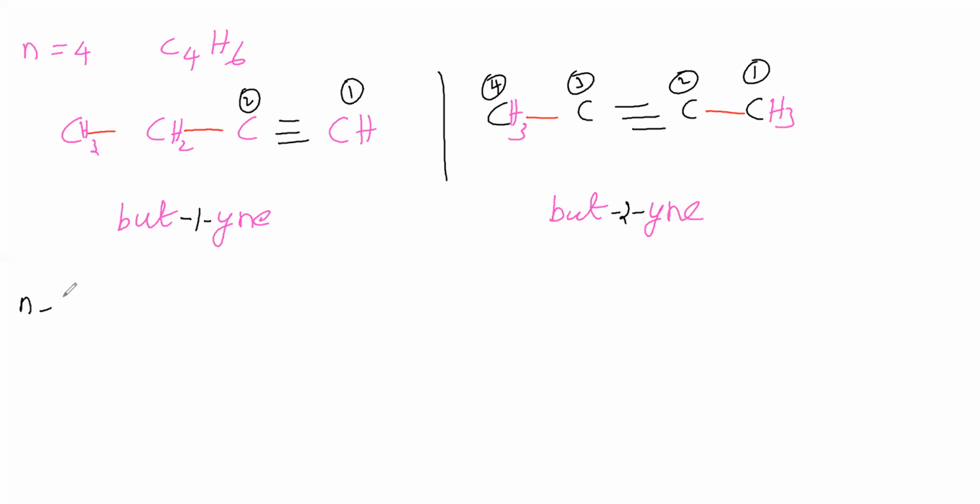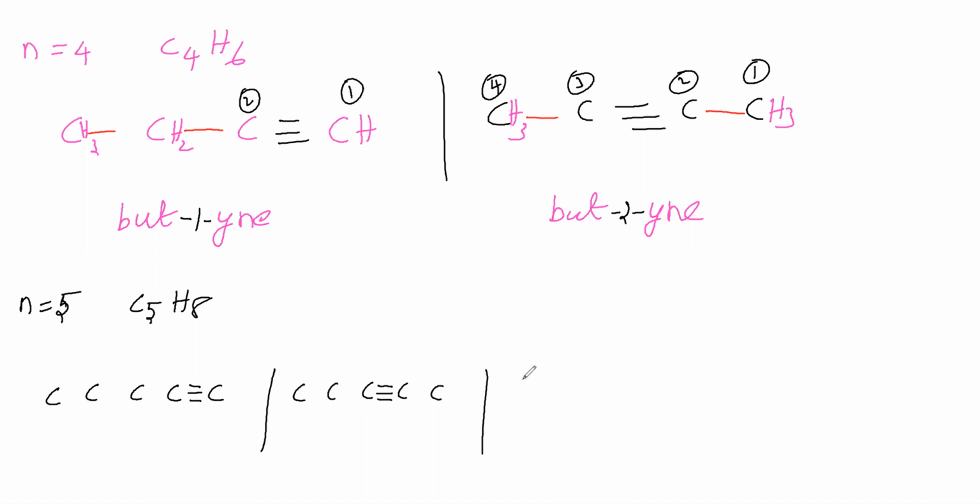Next, we'll substitute n is equal to 5, which means C5H8. Now, first we will write 5 carbon atoms straight. Okay, 5 carbon atoms we have written. Triple bond we will give at the terminal. Next, 5 carbon atoms we are writing. Triple bond we are giving between the second and third carbon. Okay, next 4 carbon atoms we will write straight. Triple bond we will give at the terminal.